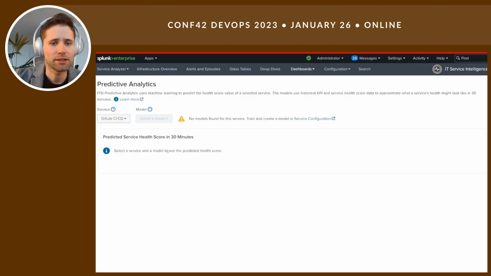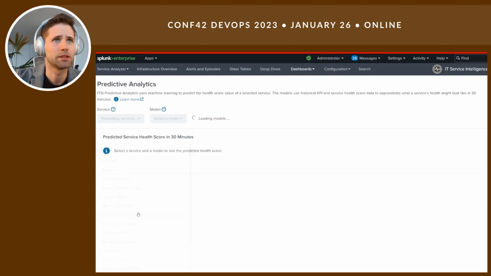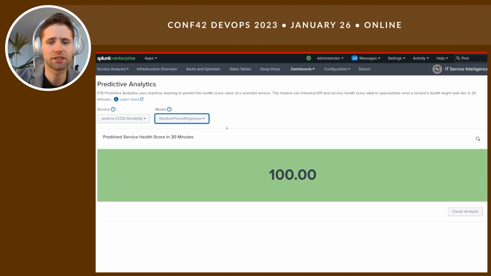I again choose the Jenkins reliability service. Now it's loading the model for this service. I again select the random forest regressor. And now, while I'm waiting for the results, just to understand, what I'm trying to calculate here is the service health score for the next 30 minutes. And this is the output that we get. And basically from this point on, the predictions run automatically.